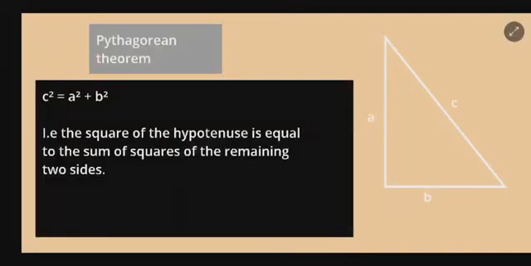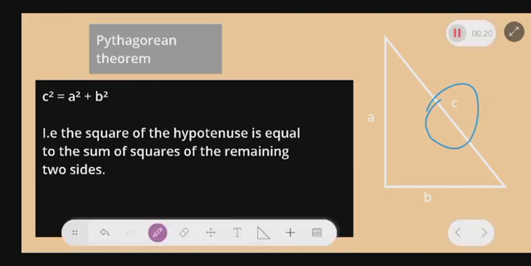Okay, we are going to be doing Pythagoras theorem today, and the theorem states that the square of the longest side, which is the square of the hypotenuse, is equal to the sum of the squares of the remaining two sides. Now, the longest side here, which is the hypotenuse, is always this one here, which we always label C, and it is equal to the sum of the squares of the remaining two sides, which are A and B respectively.